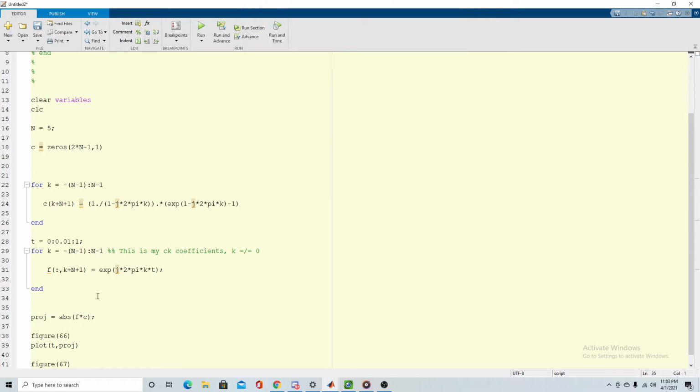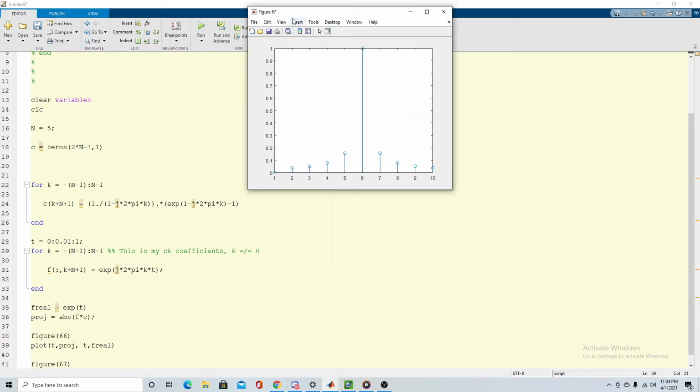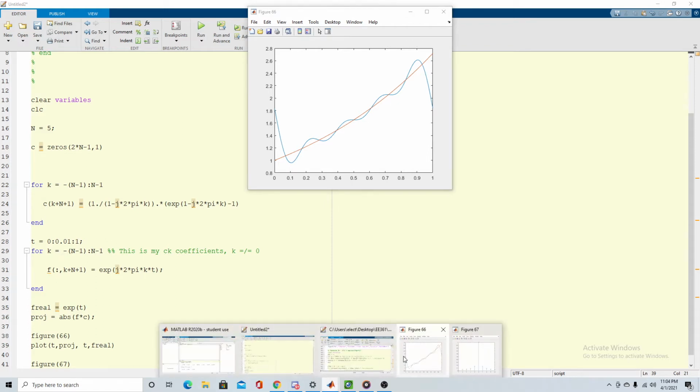And then if you wanted to do this, you can do the following, where you have your f real equal to e to the exponent of t. There we go. And then you can plot that puppy right here, t and then f real. There we go, and boom, looks pretty good. So that's how you do that part of the assignment.